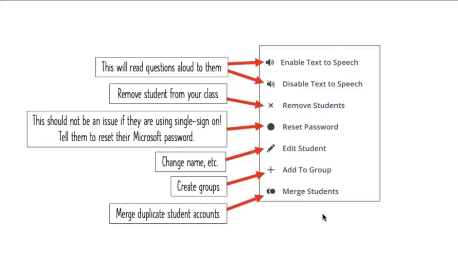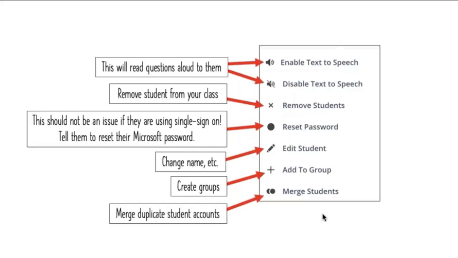You can remove a student from your class here. Maybe they've moved away. Reset password. This should not be relevant for you at all because they should be using single sign-on. So just know that's there, but they should be using single sign-on. If they can log into their email, they should be able to get into Edulastic. And they may just need to be reminded that that's how they sign in. They click on the big red thing. You can edit a student, if something's goofy with their name. I don't anticipate there should be any issues with that, but that's in there.